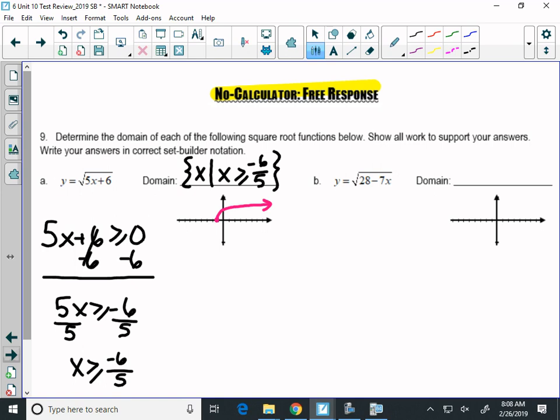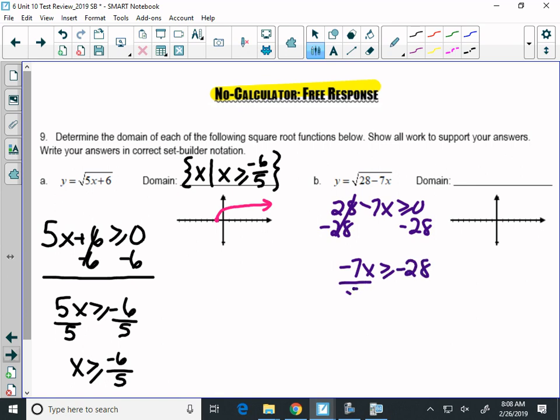All right, now let's look at B. B is a very similar problem. If I have 28 minus 7x, I set that radicand greater than or equal to 0, and I'm going to solve it for x. So I'll subtract 28 and get negative 7x is greater than or equal to negative 28.